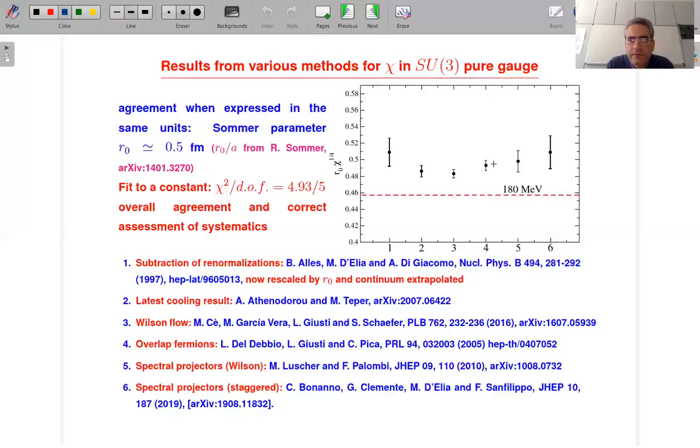Also, the overlap fermions have quite a small error, and in that case I think the reason is the large statistics that the authors used at that time. But given that all methods give compatible results, a gluonic definition requires less time, so it is preferable.